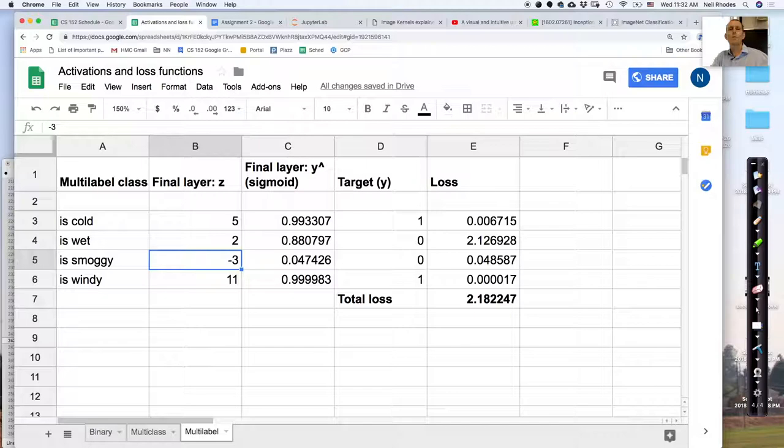Oh, it's the log of 1 over 1 plus e to the... So, I guess? Yeah, okay, fine. Does that make sense? So we can play around with this to our heart's content.